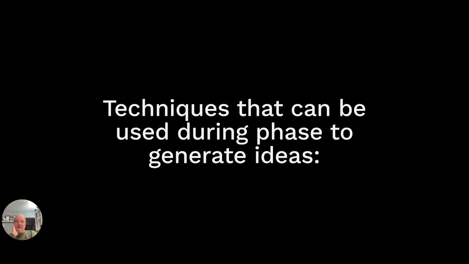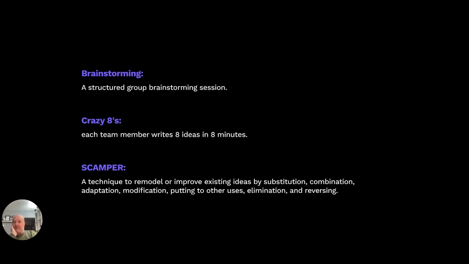And there are a couple of different techniques that can be used during this phase to generate ideas. The one is brainstorming, the classic structured group brainstorming session. Then you can use the Crazy Eight. Crazy Eight is basically that each team member will write 8 ideas in 8 minutes.